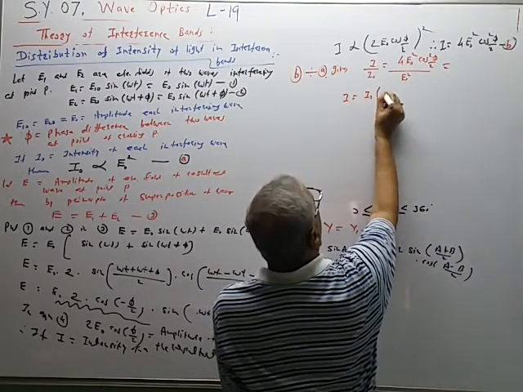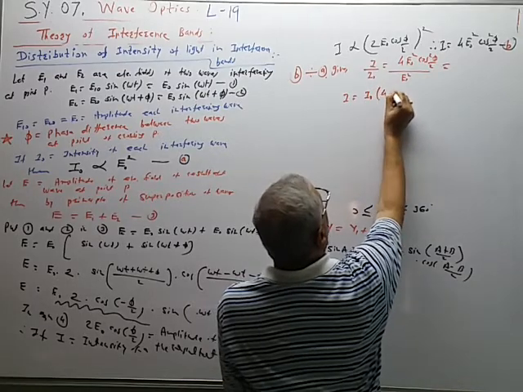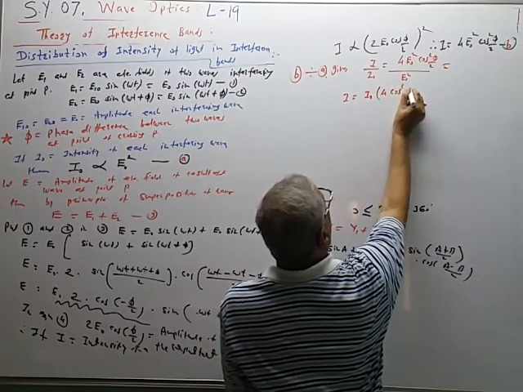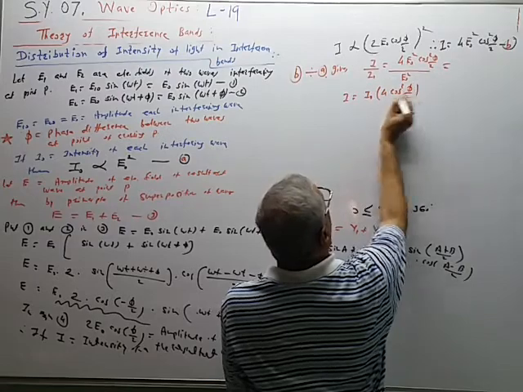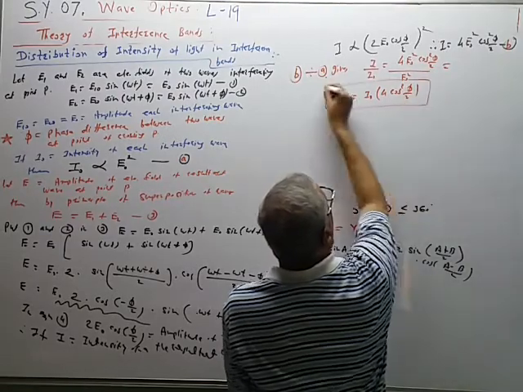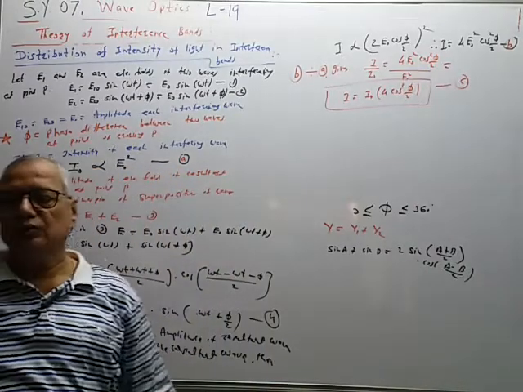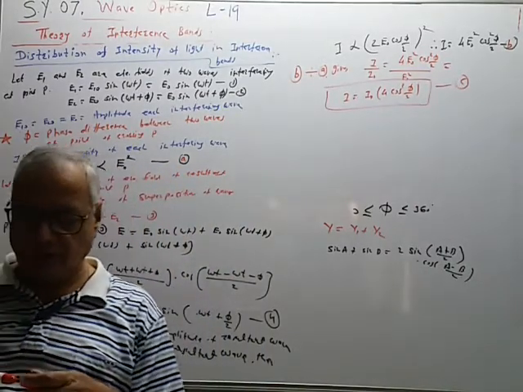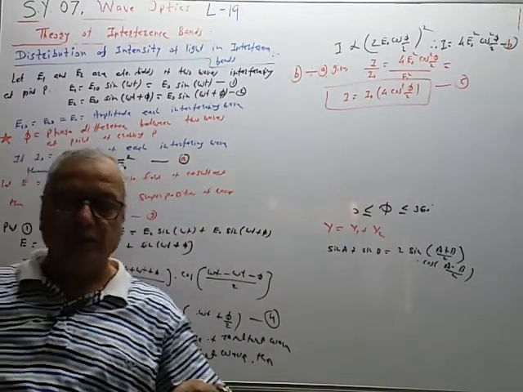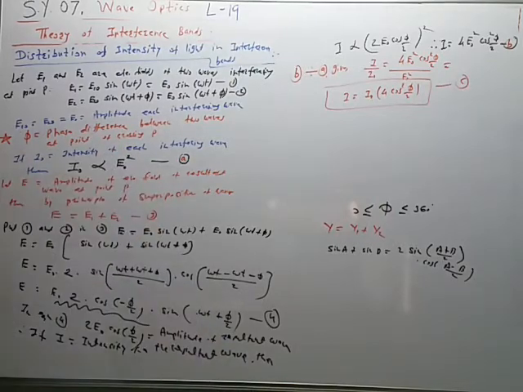So I is equal to I0 into 4 times cos square phi by 2. This is equation C. Equation C gives the expression for the intensity at a point of crossing where the two waves differ in phase by phi. Phi is the phase difference. So this is an important conclusion.